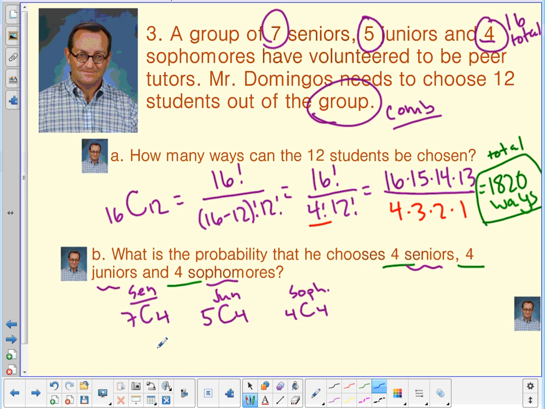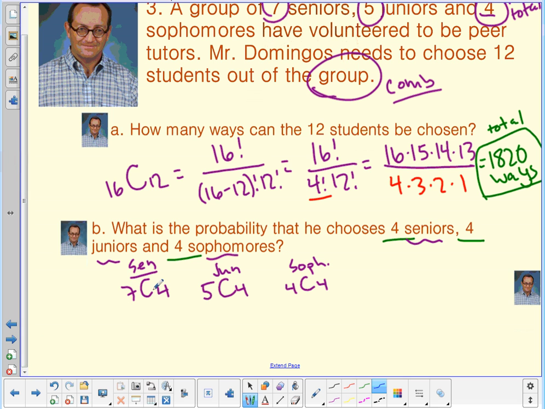I'm not going to take the time to do all of them because I think you can figure out how to do those, but you have to go through and find those combinations. 7C4 ends up being 35, 5C4 ends up being 5, and 4C4 ends up being 1, which makes sense because if you have 4 things and you want all 4 of them, there's only one way to pick that. So putting those together, because I want all of these things to happen, you have to multiply. I have 35 times 5 times 1, which gives me 175.